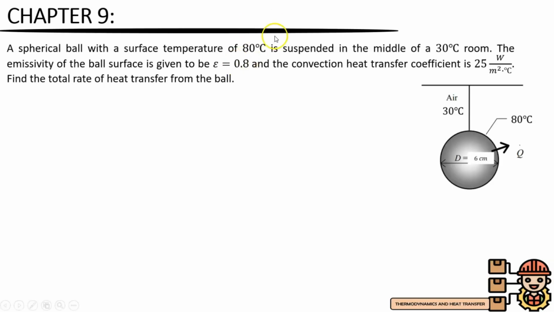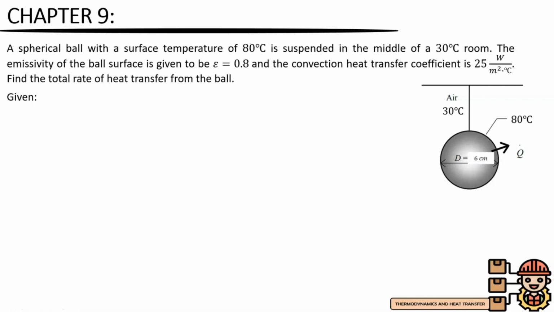So this is our illustration for this problem. We have the spherical ball with a temperature of 80 degrees Celsius that is suspended in the middle of a 30 degrees Celsius room, and the diameter of the ball is equal to 6 centimeters.